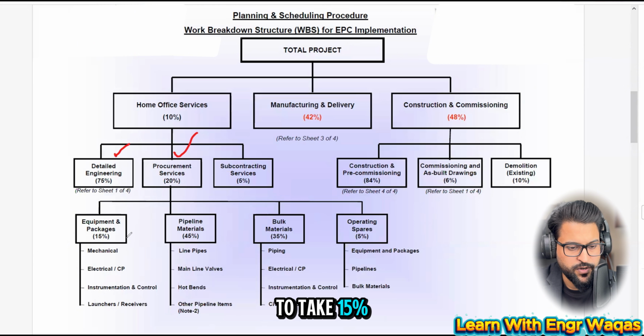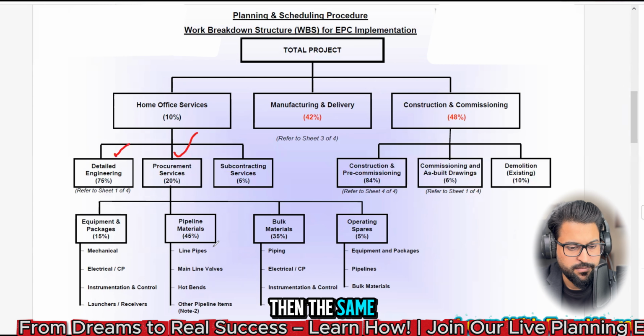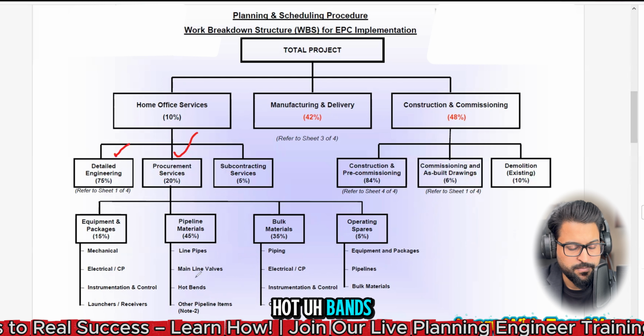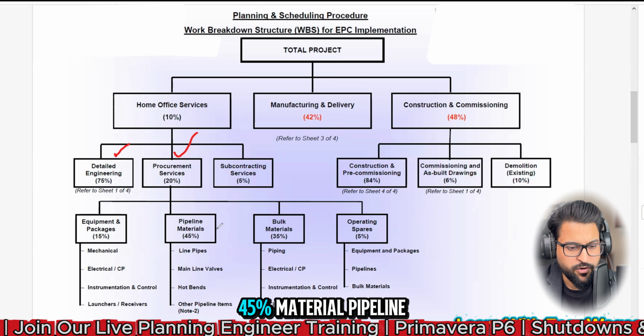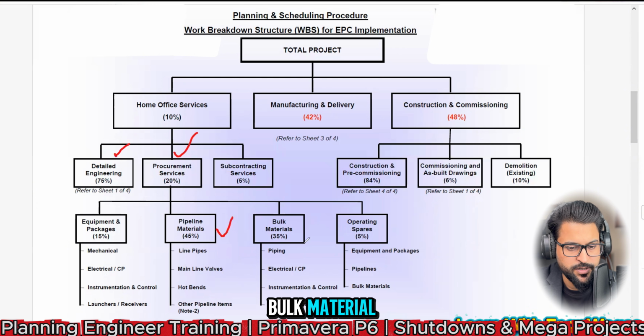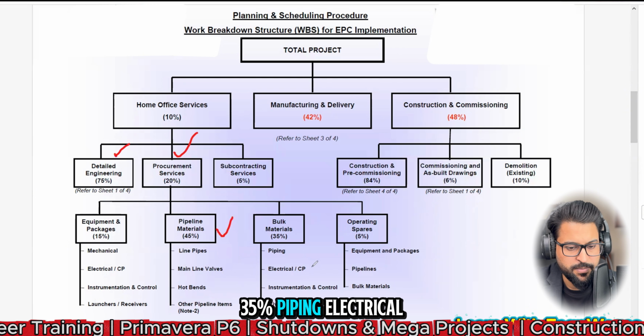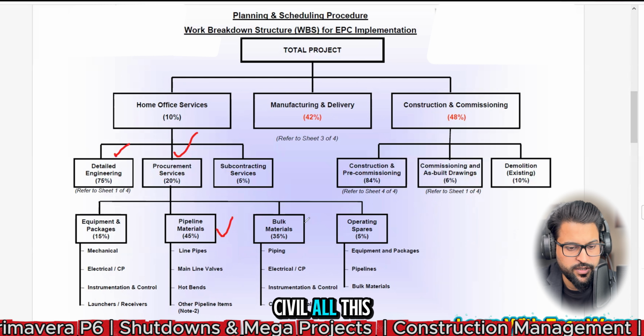This is going to take 15%. Then the same hot bands, main line valves, line pipes, other pipeline items, 45%. Material pipeline, bulk material, 35%. Piping, electrical, instrumentation, civil, all this will be part of it.